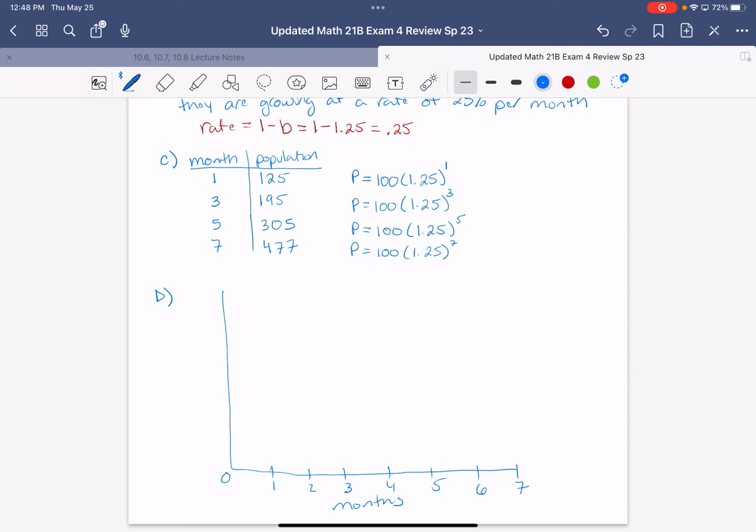And then the other axis is the population. The highest we go is just under 500, so I'm going to count in increments of 100 up to 500. So 100, 200, 300, 400, and 500. And that is the zombie population.